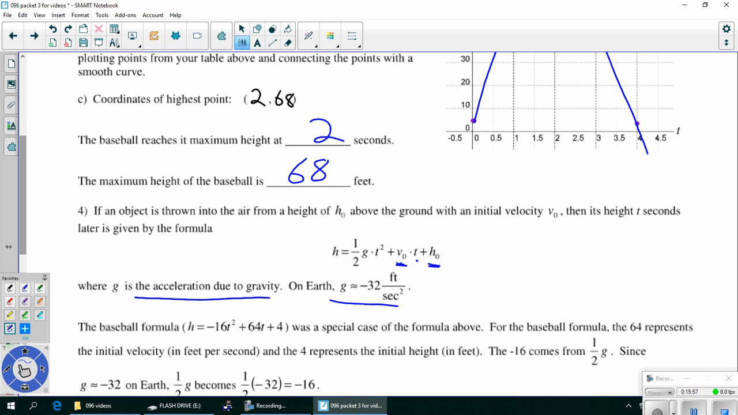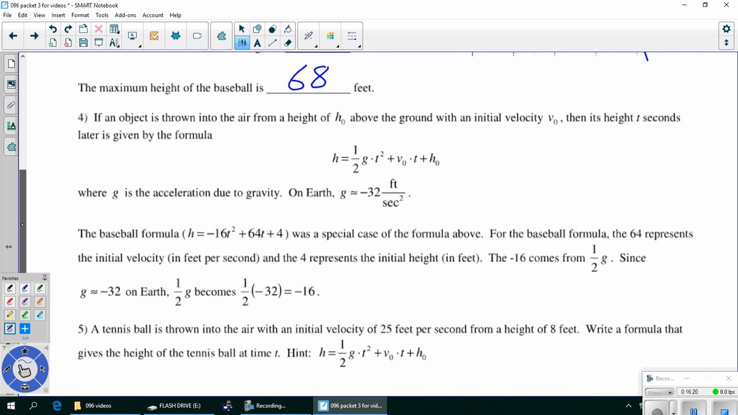g is a constant. It's probably just about anywhere you are, g is a constant, but the particular constant g is here on Earth is negative 32 feet per second squared. If you're on the moon, gravity is not as strong, and the gravity on the moon would be a number closer to 0 than this negative 32 number. So the baseball formula was a special case of the formula above.